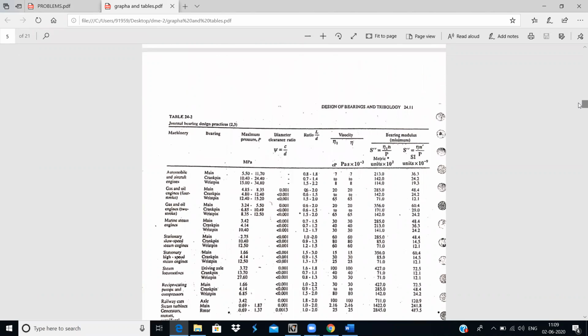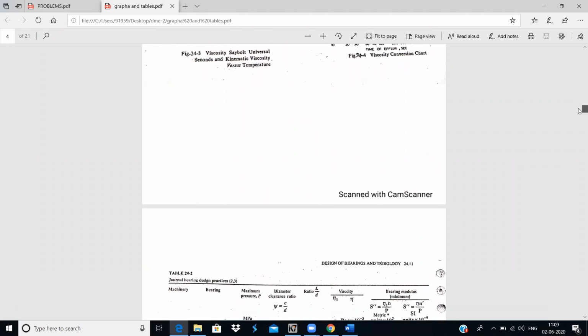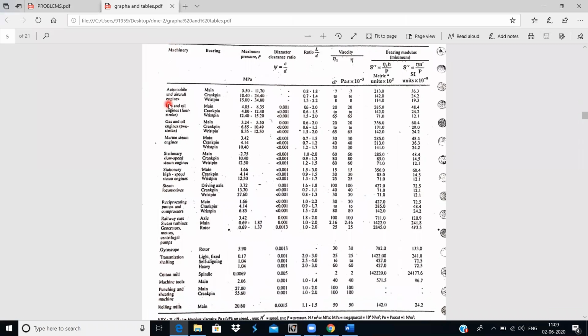This is the table number 24.2. Now here in the first column, we have the machinery application, for which application we are going to see. Now they have given the problem related to the centrifugal pump. In the first column we have to check where we will get the centrifugal pump.